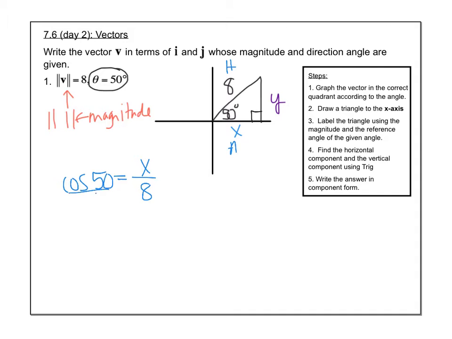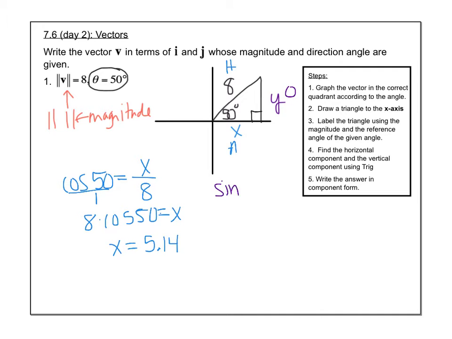And then I just need to cross multiply and solve here. This is 8 times the cosine of 50 equal to x. And I'm typing that in my calculator, get an answer. You're going to round to 2 decimal places, please. And you should get 5.14. That's the x component. And then to get the y component, that's the opposite and hypotenuse.